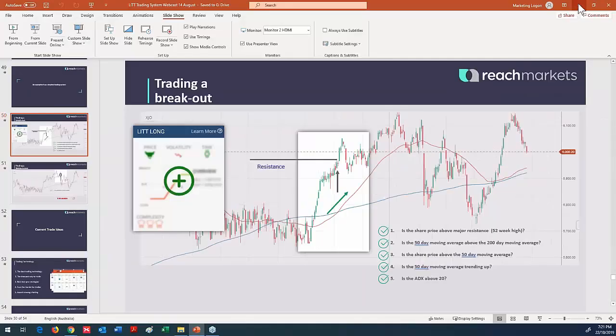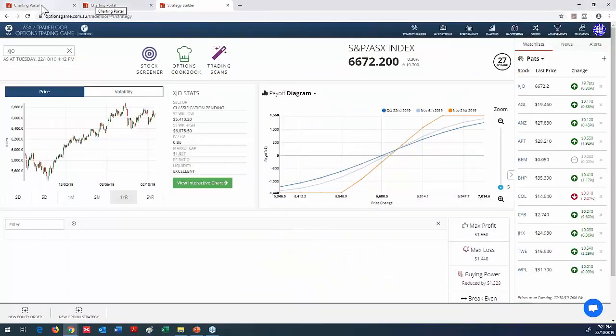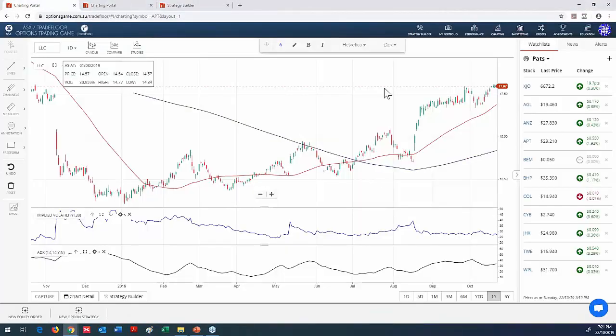So if we go back to the chart, those are the things we're looking for when we're doing a lit long. The 52-week high, we're right on that at the moment. So if it opens up tomorrow, I would imagine that a lit long will come up. The ADX is above 30, so it's high enough. We've seen a golden cross occur. The 50-day moving average is trending up, so it ticks that box, and the share price is above the 50-day moving average. So that is a lit long trade waiting to happen.